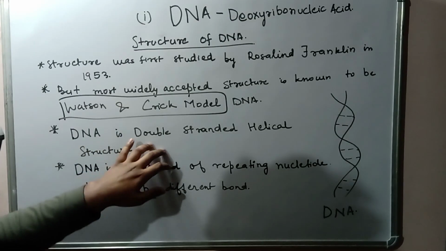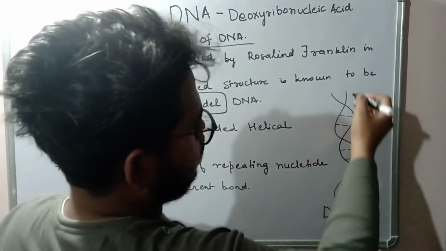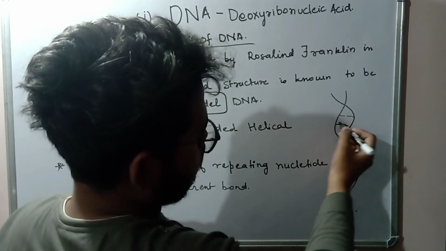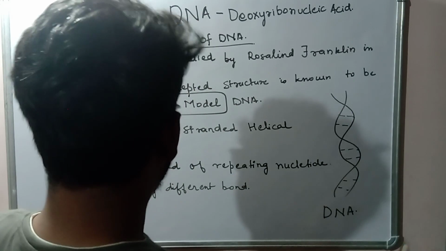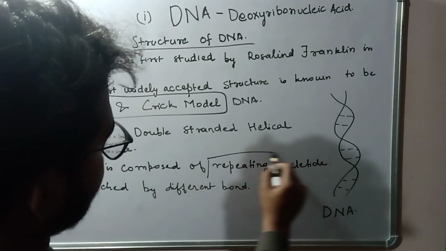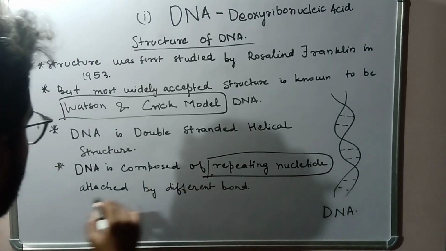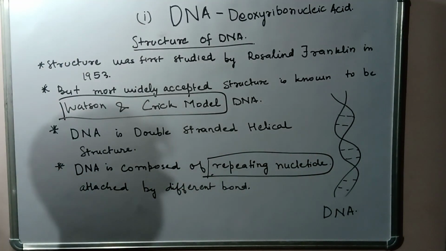DNA is the double-stranded helical structure. It is double stranded. First one is this and another one is this. It is attached by different bonds, known as the hydrogen bond. DNA is composed of repeating nucleotides which are attached by different bonds.